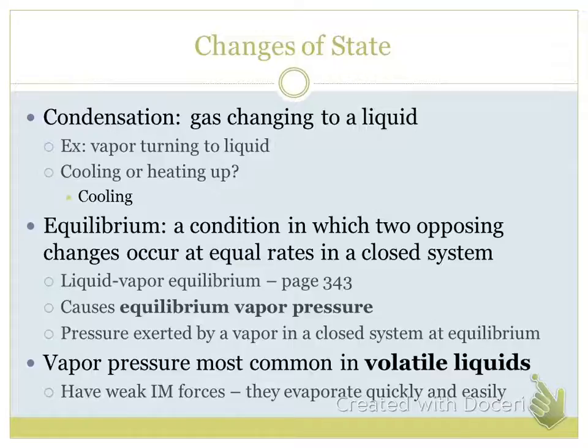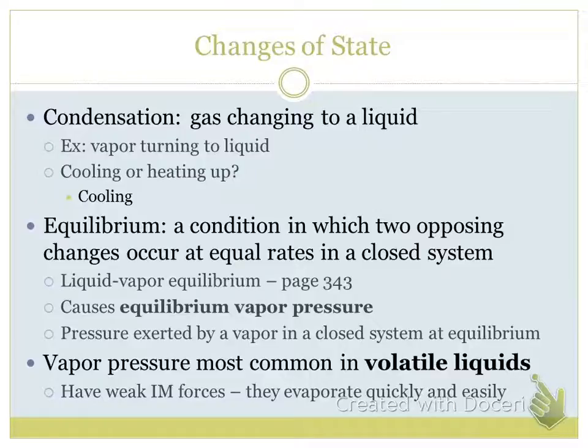Vapor pressure is found mostly in what we consider volatile liquids. Volatile means they're easily flammable, they're easily reactable, maybe not with water, but with other chemicals. But volatile liquids have weak intermolecular forces, so they break apart and they condense and evaporate very quickly, very rapidly.